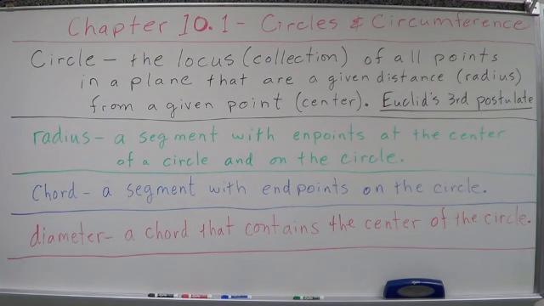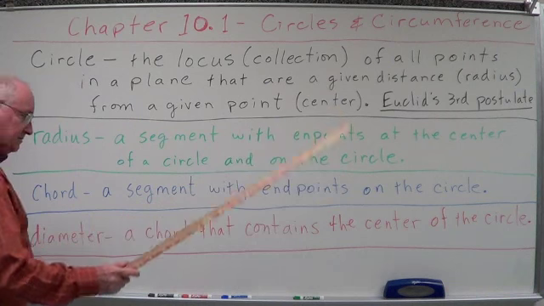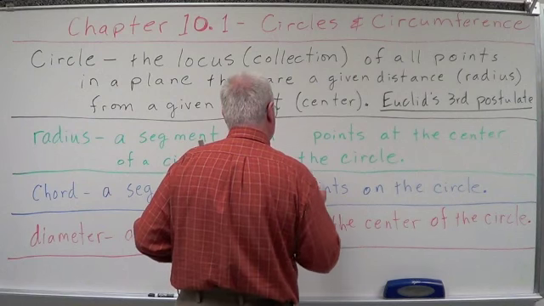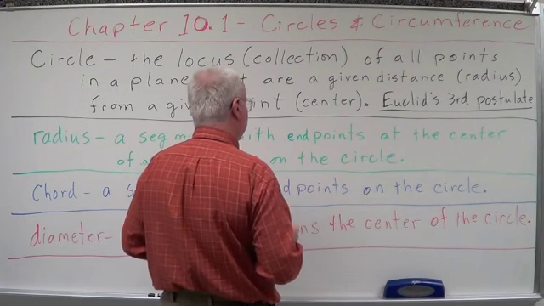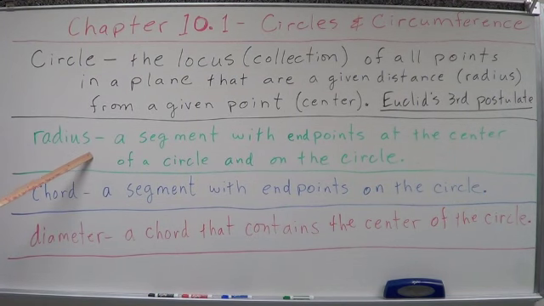Now, a radius is a segment with endpoints at the center of a circle and on the circle. So a radius is a segment with endpoints at the center of the circle and on the circle. One endpoint is always at the center, and the other endpoint is on the circle somewhere. A chord is a segment with endpoints on the circle. Its endpoints are on the actual circle, or on that collection of points.